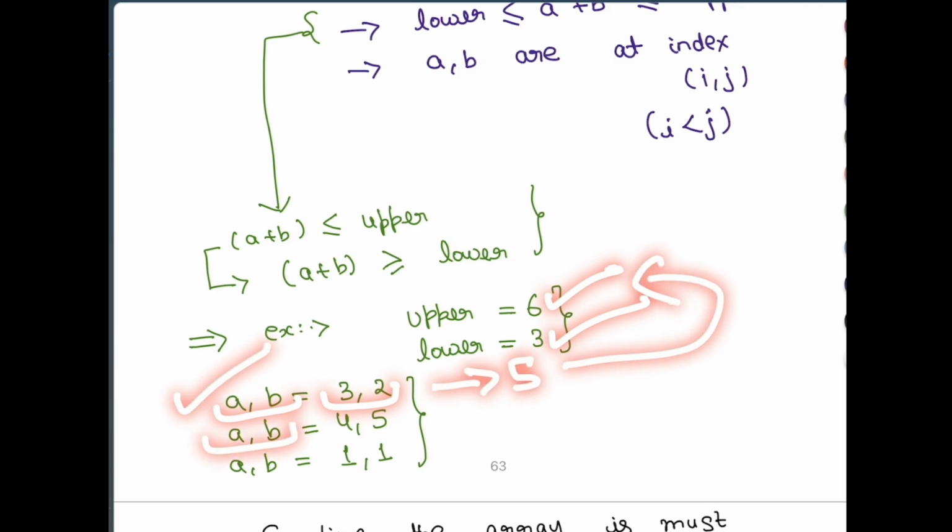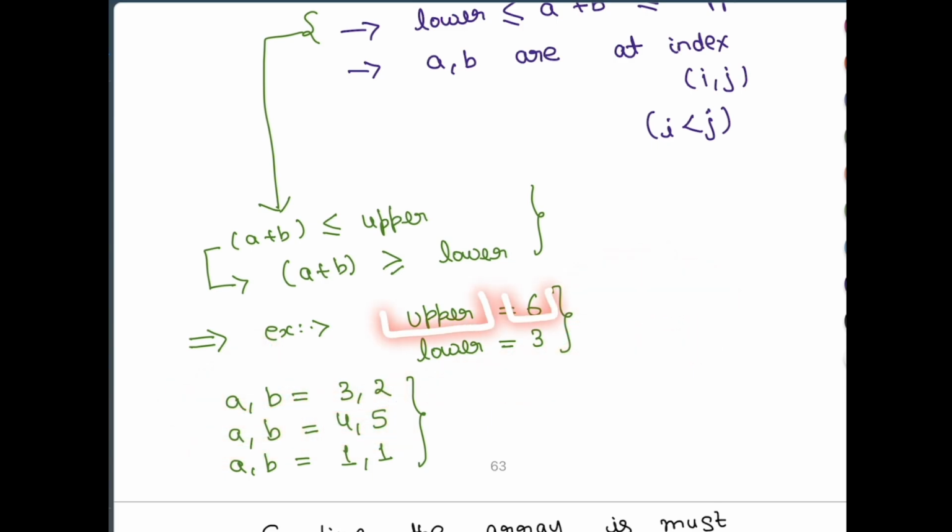What about A, B when the value is 4, 5? See, it is not satisfying the condition that it is less than or equal to upper. So I don't need to check for the lower condition, and I can directly say this is wrong, or this is not a valid pair. This was a valid pair.